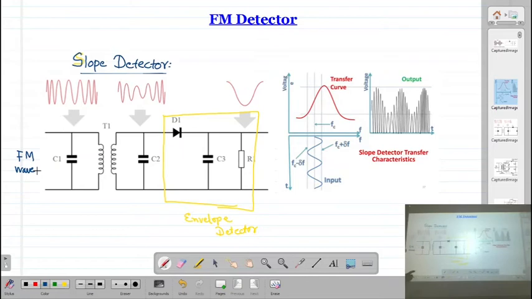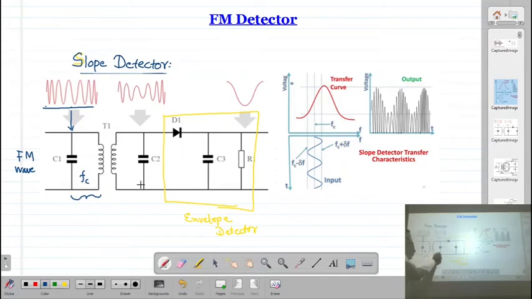Already I have mentioned that the FM wave contains the carrier frequency as well as the minimum and the maximum frequency. So if you look at this waveform at the primary of the transformer, it will be like this. Here we have minimum frequency, maximum frequency, again the maximum frequency. So there is a variation in the frequency in the primary. This primary is tuned to a carrier frequency Fc.